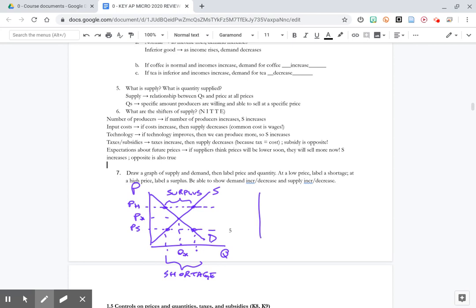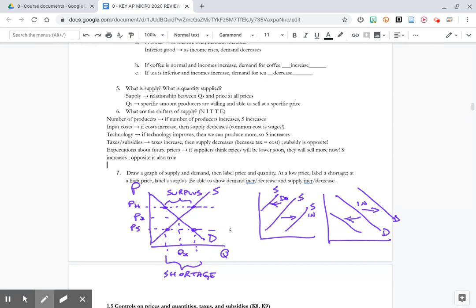Now, an increase in demand and supply, right? We can say a supply curve, if it shifts to the right, is an increase, and a shift to the left is a decrease. And then we'd say over here with demand, a shift to the right is an increase, and a shift to the left is a decrease. So that's what we mean when we say there's supply and demand increasing and decreasing with shifters.